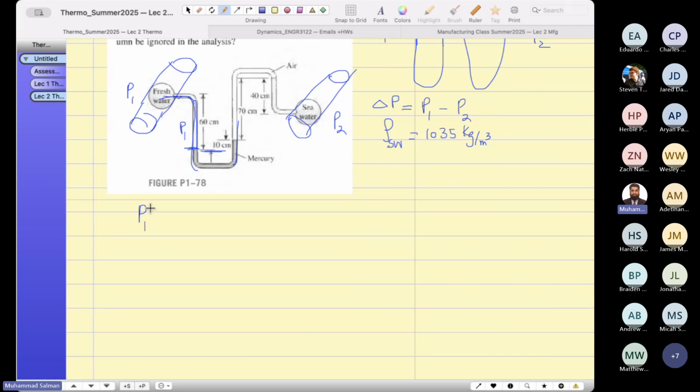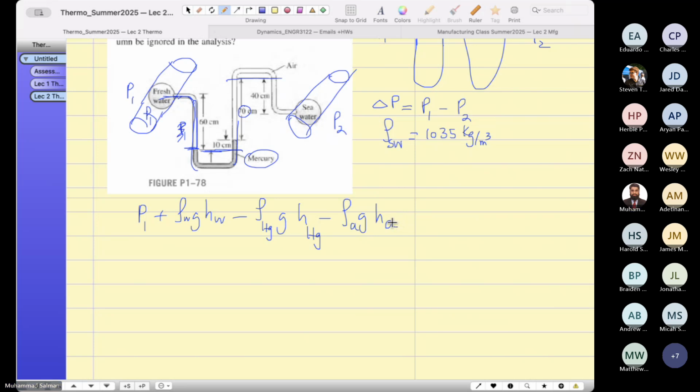I'm sorry, this is pressure P1 over here, and this is my rho W g hW, and this is my air column, rho air g h air. The difference is this one. I'm sorry, this is not air. Guys, this is mercury. The difference is 10 centimeter. So mercury, and the air column is the difference. Look at this, this is the head. So this is 70 centimeter minus rho air g h air, and then over there you have to add seawater: rho SW g hSW equals P2. That's what I got.